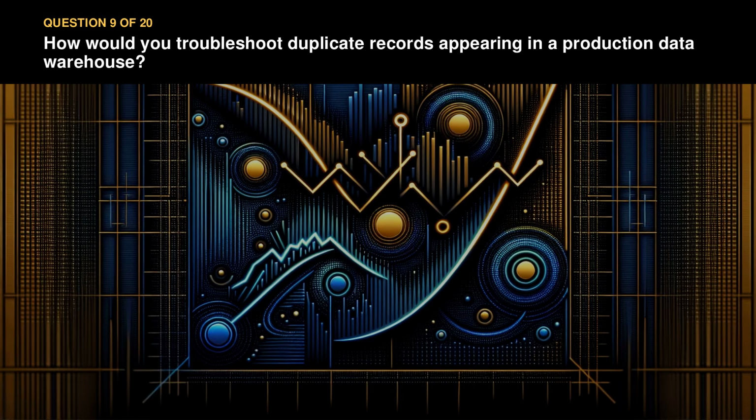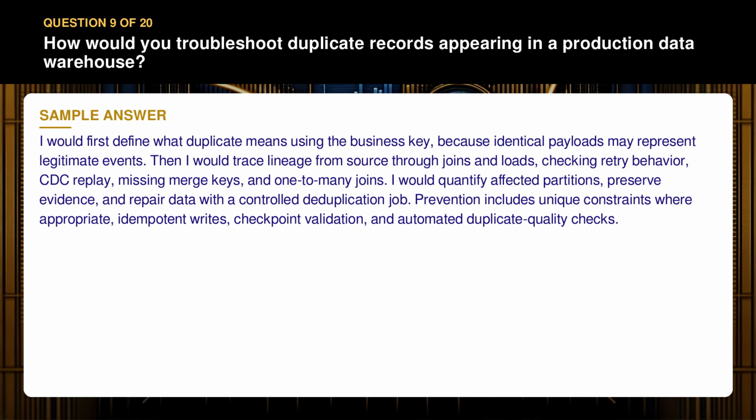Question 9. How would you troubleshoot duplicate records appearing in a production data warehouse? I would first define what duplicate means using the business key, because identical payloads may represent legitimate events. Then I would trace lineage from source through joins and loads, checking retry behavior, CDC replay, missing merge keys, and one-to-many joins. I would quantify affected partitions, preserve evidence, and repair data with a controlled deduplication job.